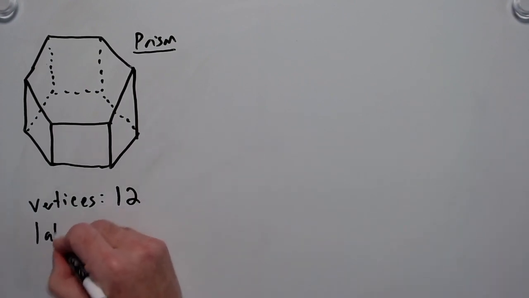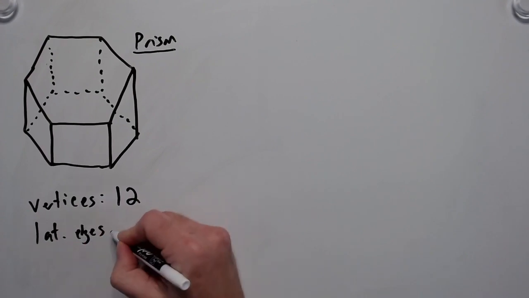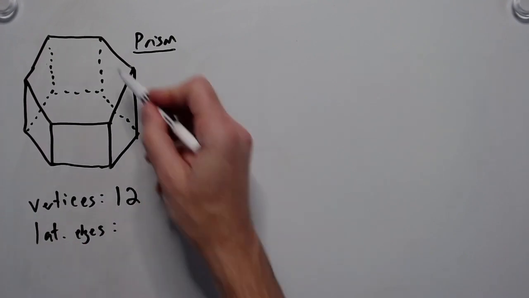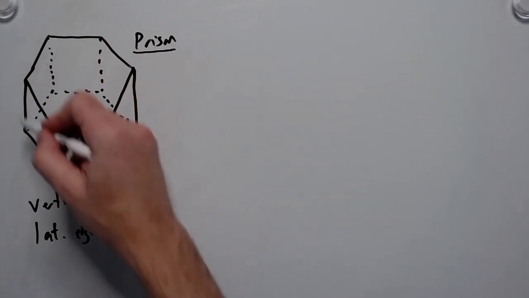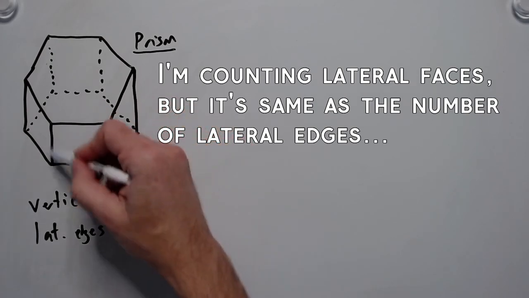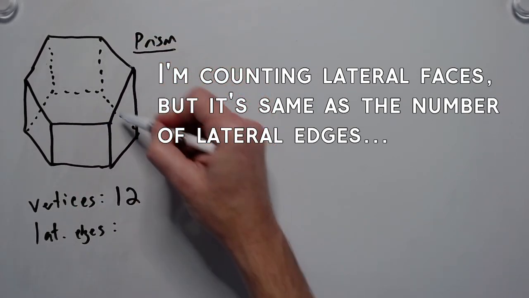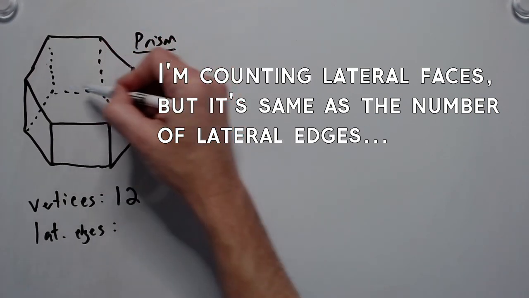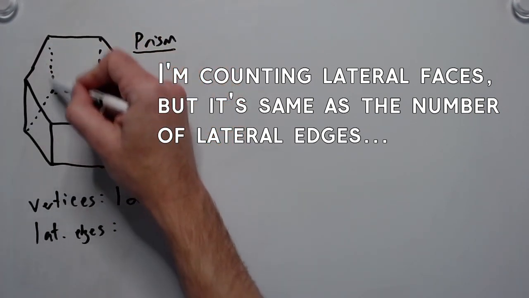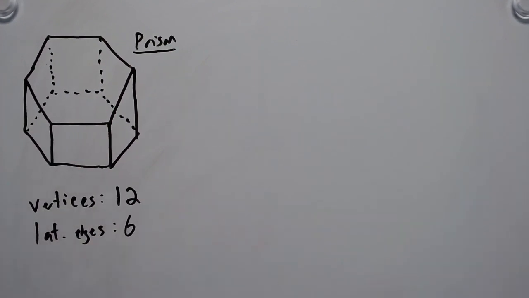Next, let's look at lateral edges. I can spell lateral edges. Again, we're not counting the bases, we're counting the lateral edges, kind of the sides of the prism. So this is 1 right here, kind of the front. That's 1. This is 2. This is 3. The back would be 4. This would be the 5th one. And this here is the 6th one. So we have 6 lateral edges.